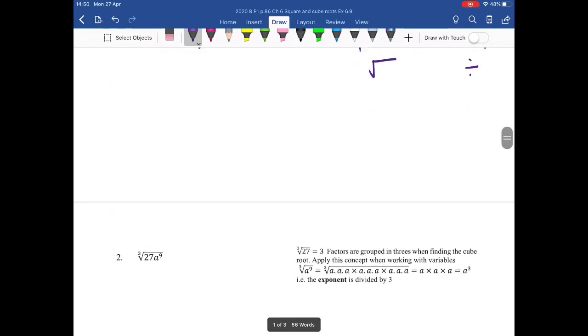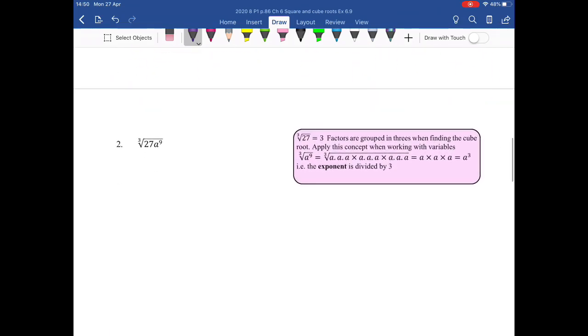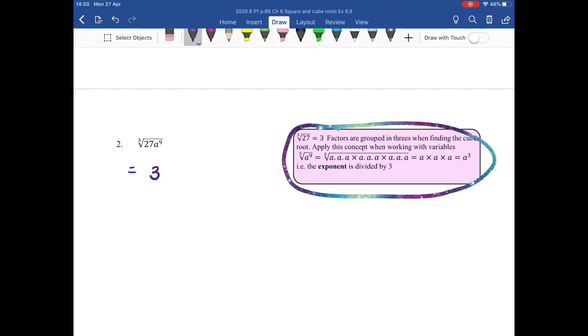Right, let's look at one that's a little bit more complex than that. Again, we get the explanation in our book. So let's look at this. We are finding the cube root. The cube root of a positive is positive. The cube root of 27 is 3.